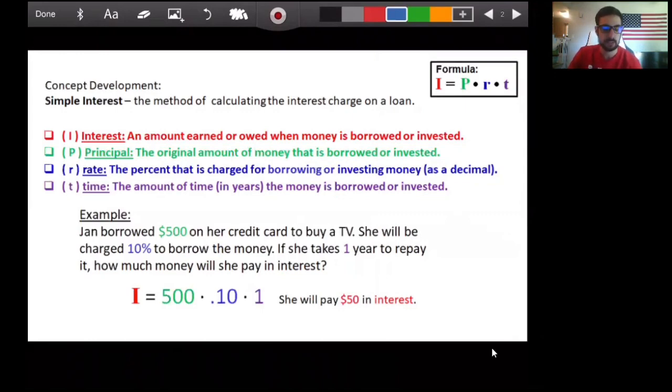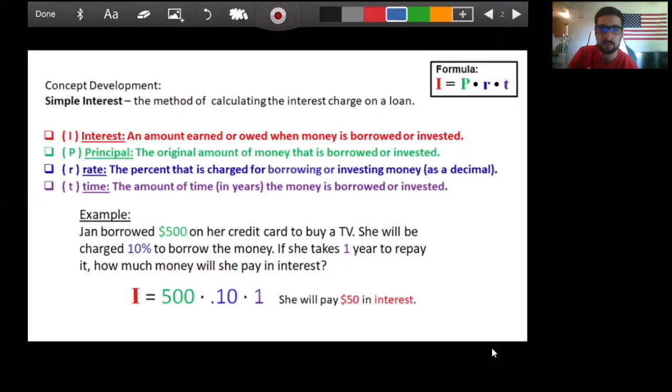So if you look at this example, Jan borrowed $500 on her credit card to buy a TV. She'll be charged 10% to borrow money. If she takes 1 year to repay it, how much money will she pay in interest? So that interest is what we don't know. We're going to leave that as the variable I. 500 was that principal because that's how much she borrowed. That's that principal amount. 10%, or I'm sorry, 10% is 0.10. That's that rate. And then the time was 1 in years. After you multiply those out, you get $50 in interest.